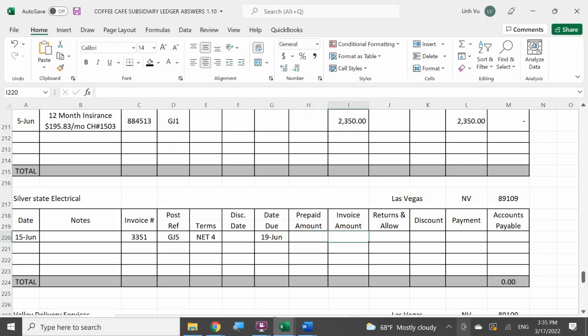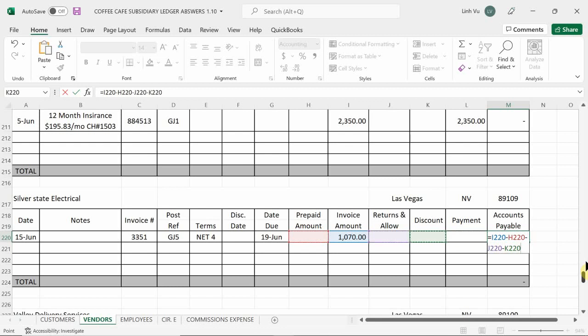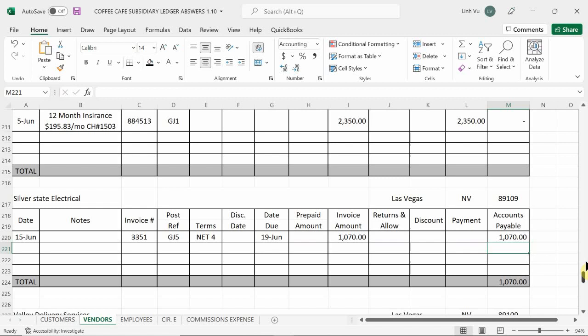For what total amount? $10.70. Okay. So if I were to type in my formula once again, how much do I owe Silver State Electrical? You owe them $10.70. Okay.